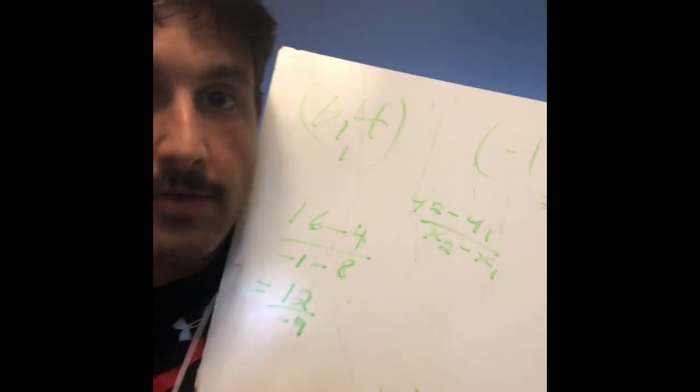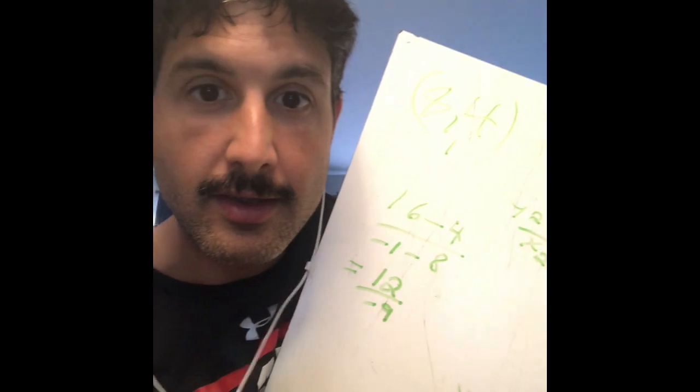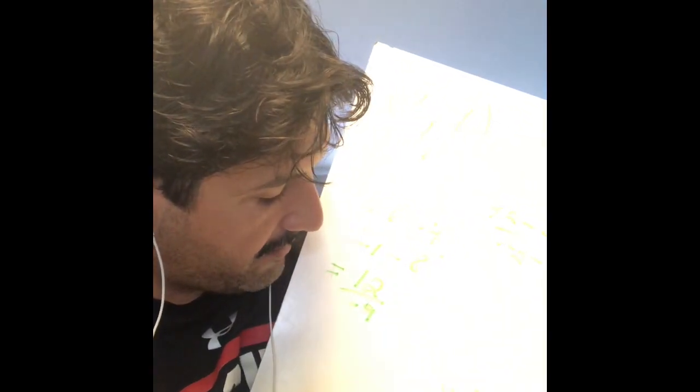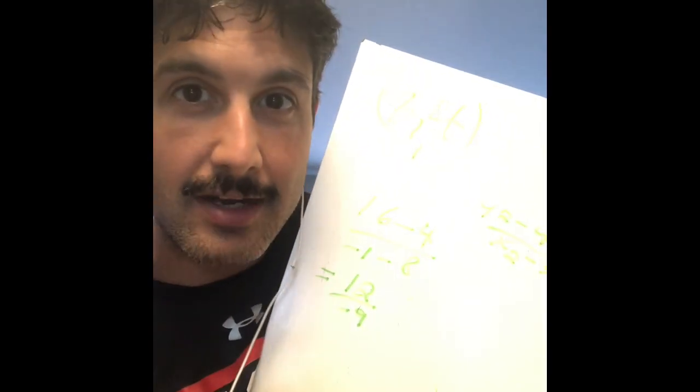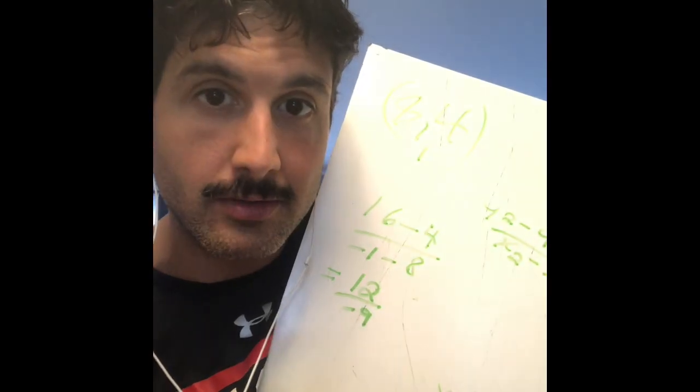So 12 over negative 9, and you could put that into lowest terms, but that's the slope. Okay, so you're going to have a rise of 12 and a run of 9, but it's negative, so it's going down.